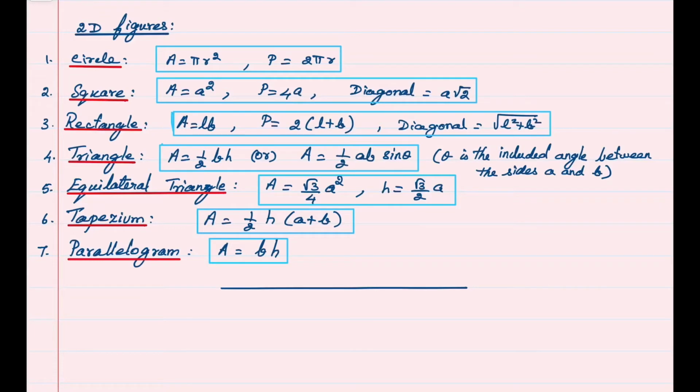Then for triangle, area is half BH or half AB sin theta, where theta is the included angle between the sides A and B. Equilateral triangle, area of an equilateral triangle is root 3 by 4 a square and height is root 3 by 2 a, where a is the side of the equilateral triangle. Then area of a trapezium is half h times a plus b, where a and b are the lengths of the parallel sides, h is the height of the trapezium. Then area of the parallelogram is BH, where B is the base of the parallelogram, H is the height of the parallelogram.